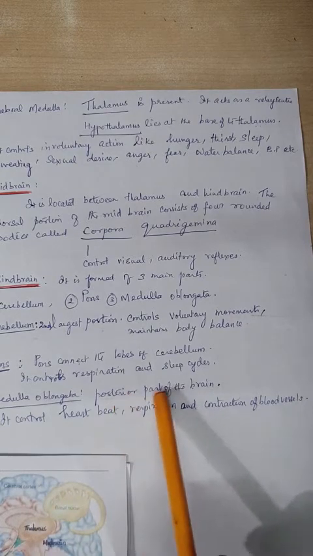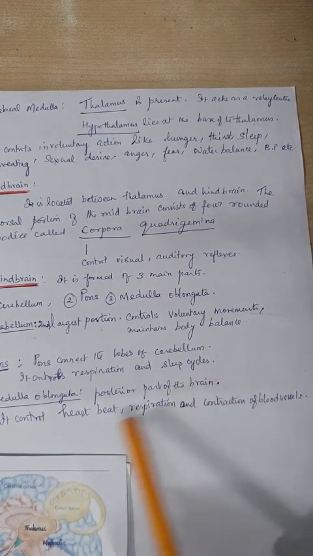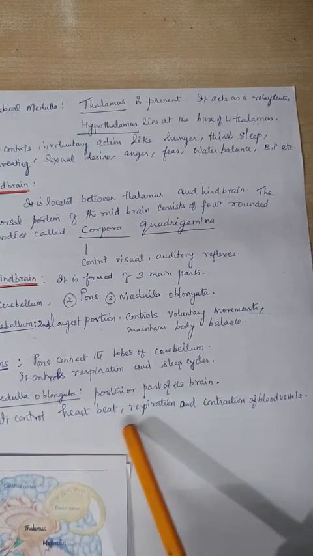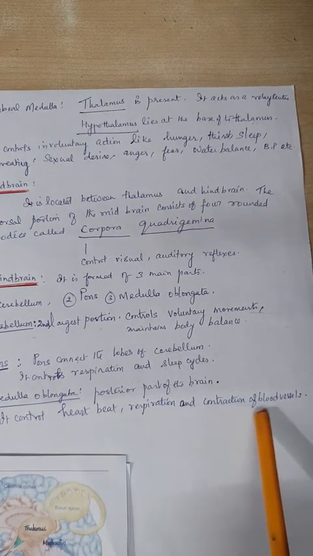This is the posterior part of the brain. It controls heartbeat, respiration, and contraction of blood vessels.